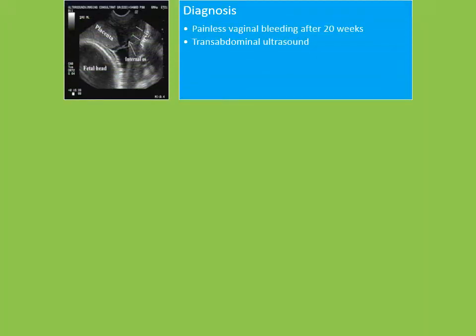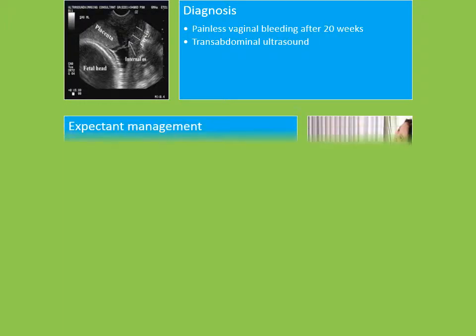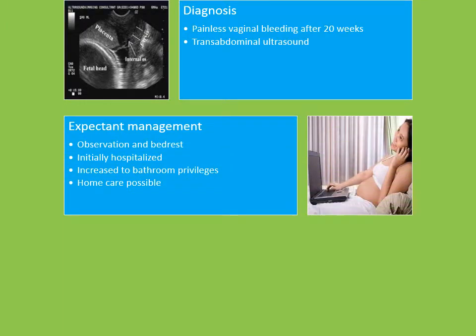Diagnosis is considered anytime there is painless vaginal bleeding after 20 weeks gestation. Diagnosis is confirmed with a transvaginal ultrasound. Expected management includes observation and bed rest. Initially, the patient will be hospitalized.